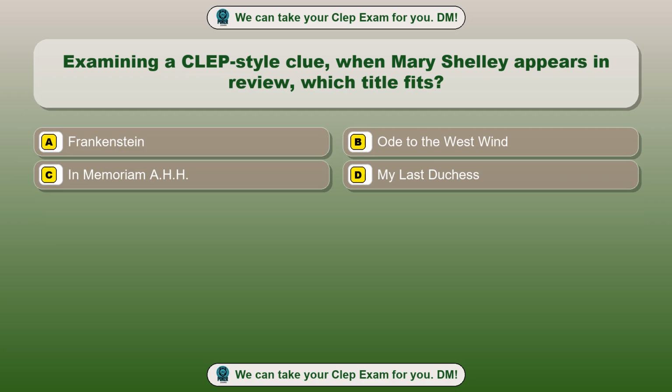Question 30. Examining a CLEP style clue, when Mary Shelley appears in review, which title fits? Option A, Frankenstein. Option B, Ode to the West Wind. Option C, In Memoriam A.H.H. Option D, My Last Duchess. The correct answer is option A, Frankenstein.